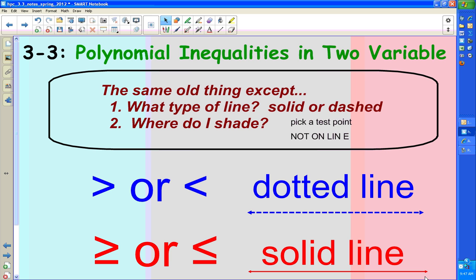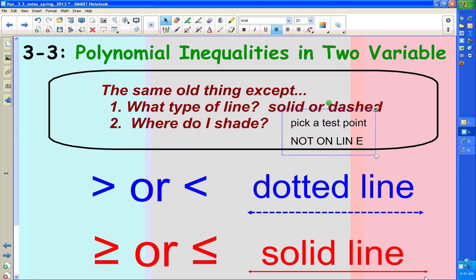The second thing you've got to figure out is, where do I shade? To figure out where you shade, the easiest way is to pick some point that's not on the line or the boundary and use that as a test in your original inequality. If it works, shade towards that test point. If it doesn't work, shade the other side of the boundary. Jump over the fence and shade the other side.